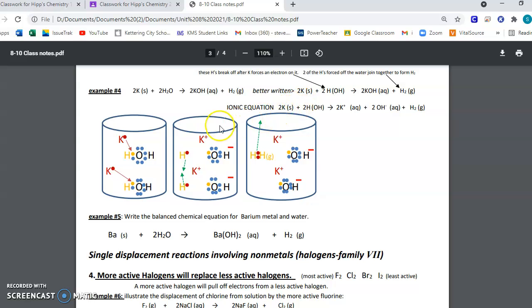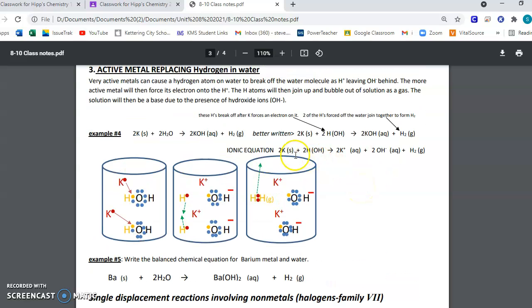So there's our ionic equation. First container, 2 Ks, 2 HOHs. There's the 2 Ks, there's the 2 OHs. What happens? The K gives their electrons to these 2 H's right here and becomes K+. There's the K pluses. After the H's are forced off there, we're left with the 2 OH minuses. And then the H2s join up to form hydrogen gas. That is the ionic equation. We really don't have a net ionic because here we ended up with everything changing, so there's no spectator ion in this really.